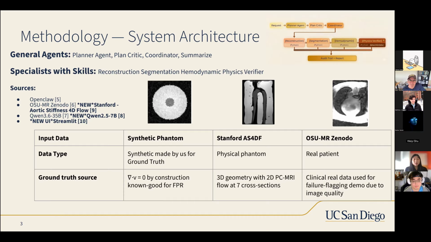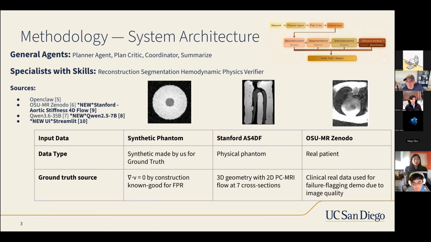The synthetic phantom is built by us with divergence equal to 0 by construction. We use it as known good data for measuring false positive rates. The Stanford AS4DF, the one shown in the middle with the aortic shape, is a real physical 3D printed aorta imaged with MRI. What's really nice about this dataset is that it includes 2D PC MRI flow measurements at 7 anatomical cross-sections. This provides hemodynamics ground truth, which allows us to directly compare the actual flow numbers generated by our pipeline against those validated 2D measurements.